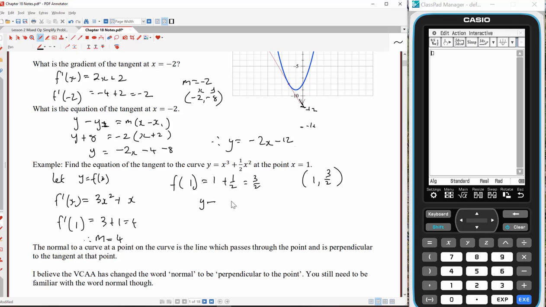And now we can pop all of this into y take y1 equals m times x take x1. So let's pop those values in. We've got y take 3 on 2 equals m, which is 4, times x take 1. y equals 4x take 4 plus 3 on 2. Now that one there will be negative 8 on 2. So y equals 4x, and negative 8 on 2 plus 3 on 2 is negative 5 on 2. Right, so we can quite easily check this using some sort of graphing program like GeoGebra.